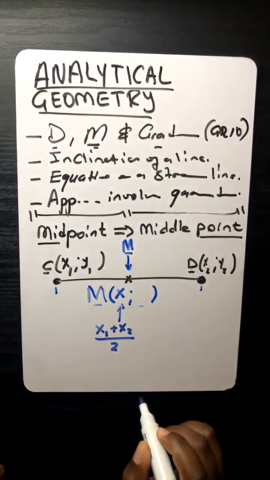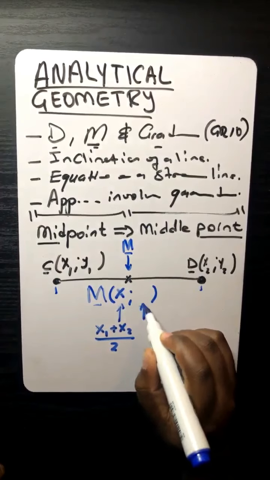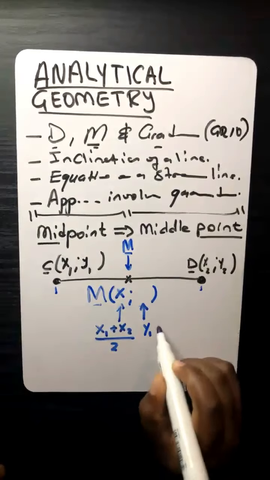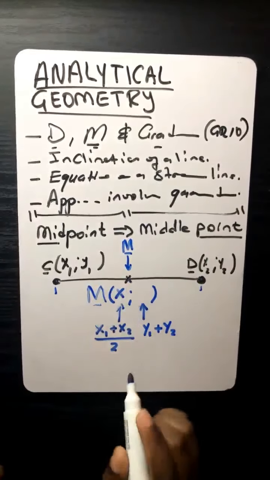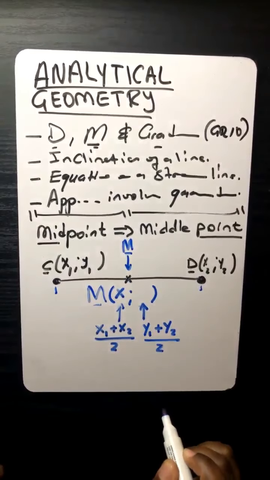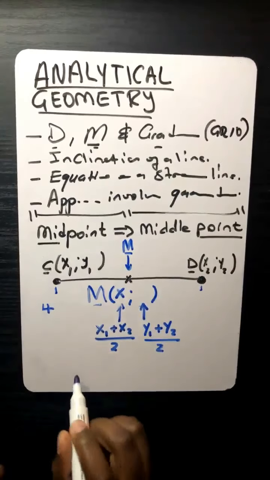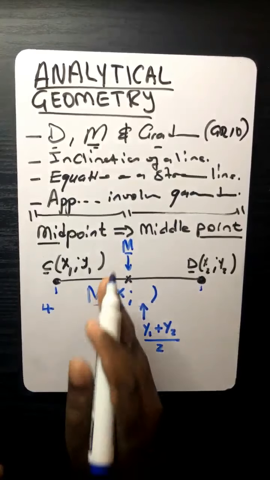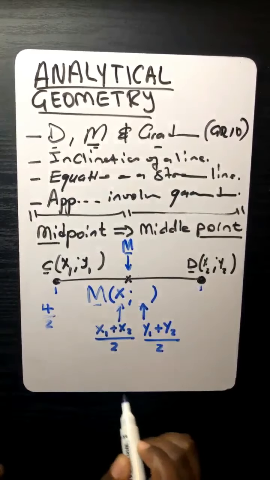How do you then calculate the y value of the midpoint? Good people, you follow the same procedure. That means it's the first y value, you add it with the second y value, then you split it into half. How do you split it into half? You divide it by 2. Remember, if you are given 4 oranges and you want to split them into half, what do you do? You just divide by 2. That is why even there we divide by 2.